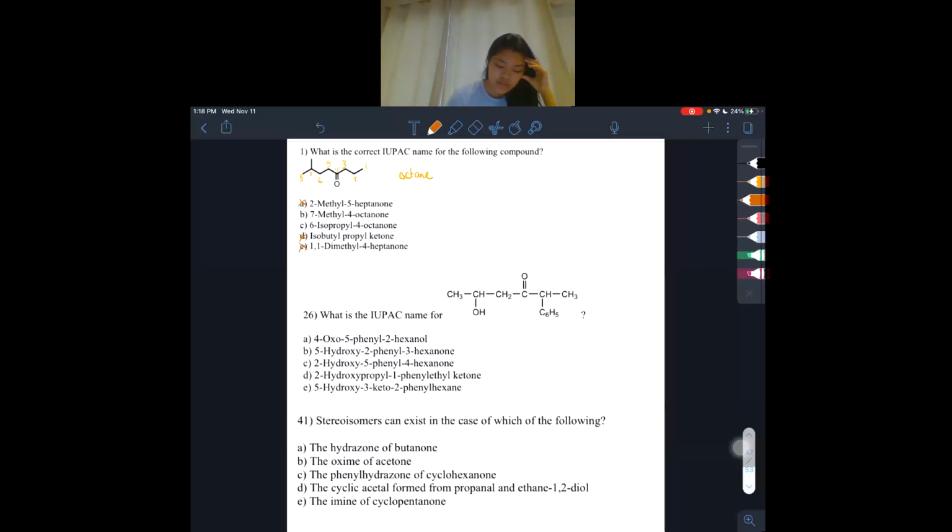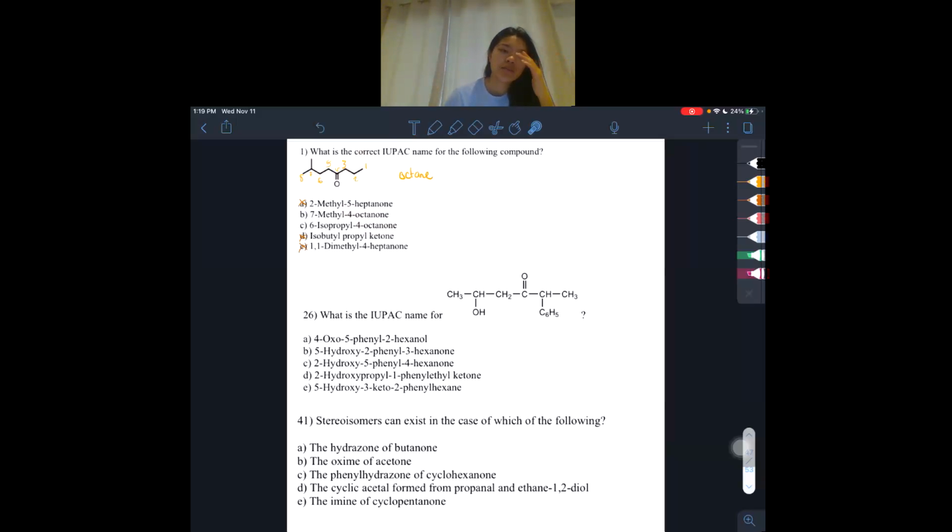So we see that 4 is going to have the ketone. Both of these do have 4 as the ketone. And then 6 isopropyl. So it's saying this is an isopropyl group. But remember that we wouldn't really split it up to call one part an isopropyl if we're going to name the whole chain an octanone.